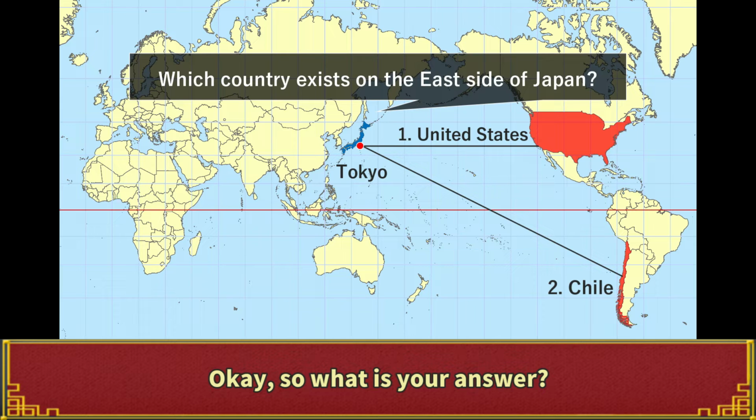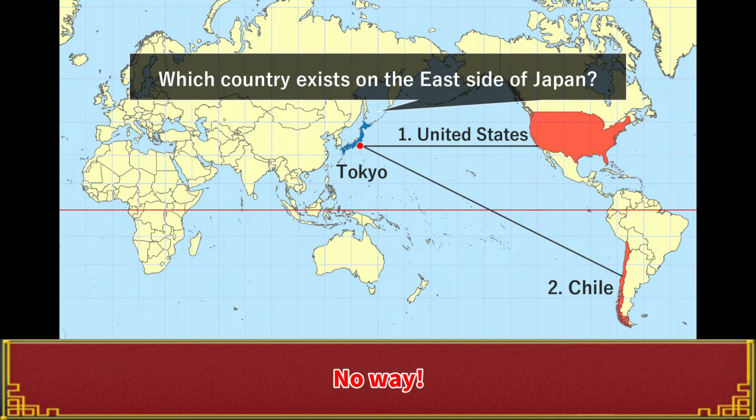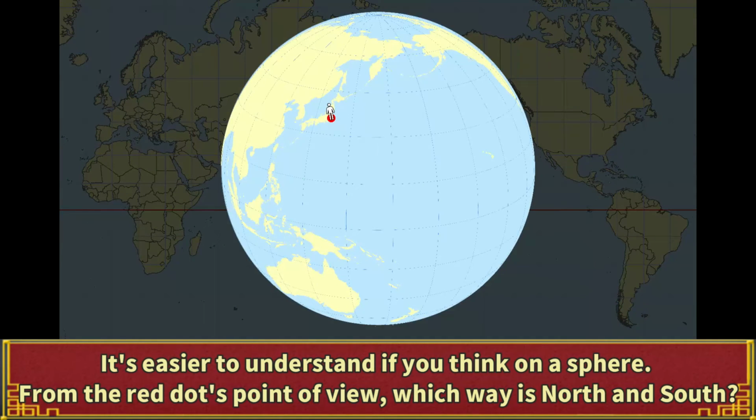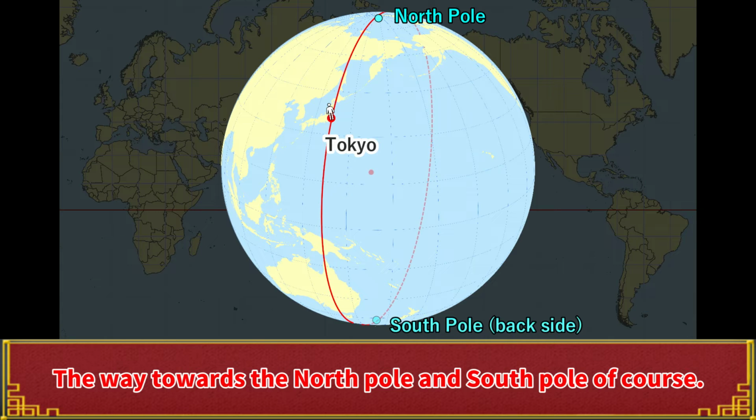Okay, so what is your answer? 1. The United States of America. Wrong. No way. It's easier to understand if you think on a sphere. From the red dot's point of view, which way is north and south? The way towards the North Pole and South Pole, of course.